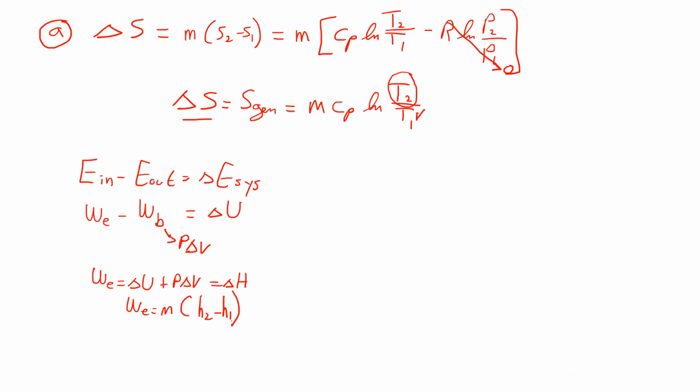Now, bringing that in to use here, we'll use this correlation to find our T2. Since I'm assuming constant specific heats for part A, I can substitute delta H as Cp delta T for an ideal gas.